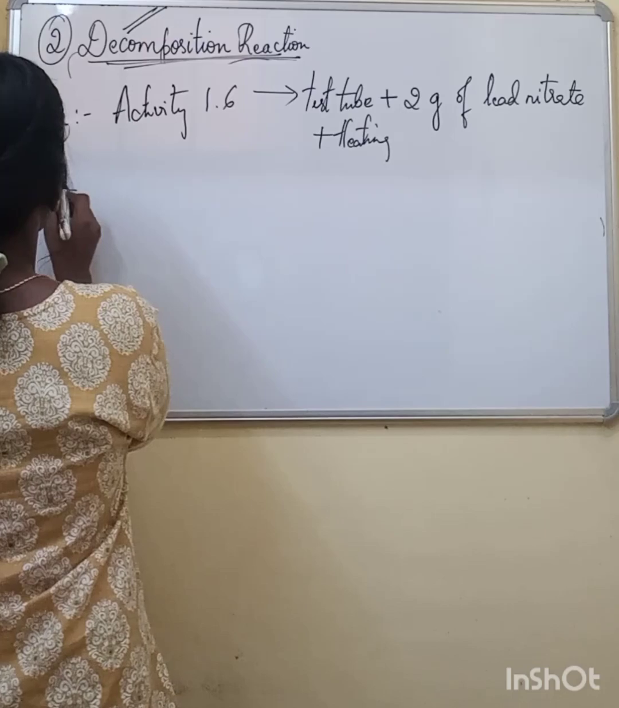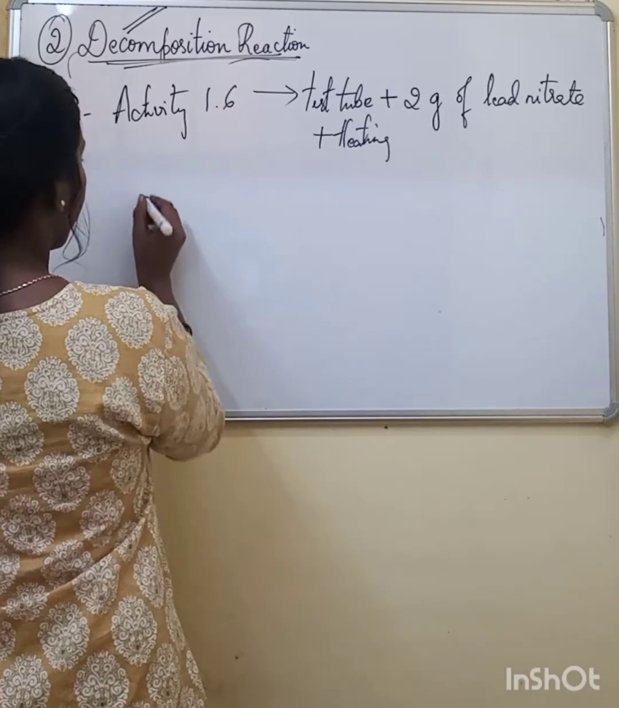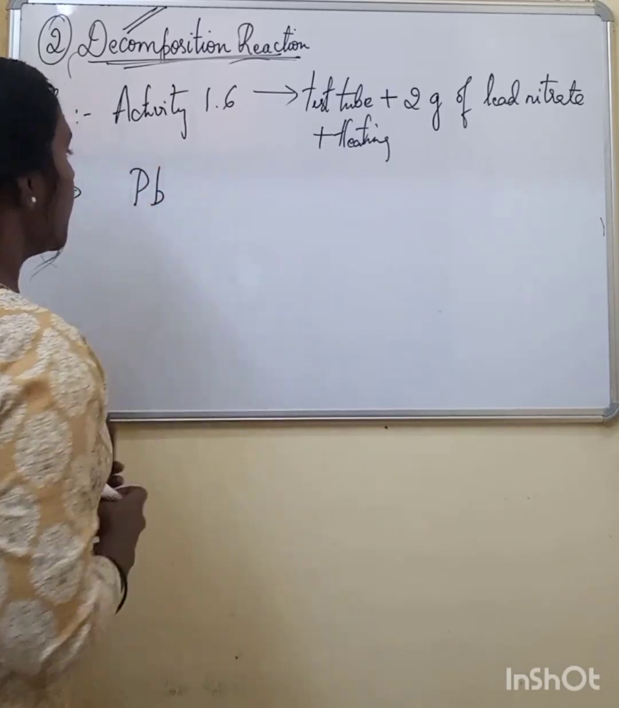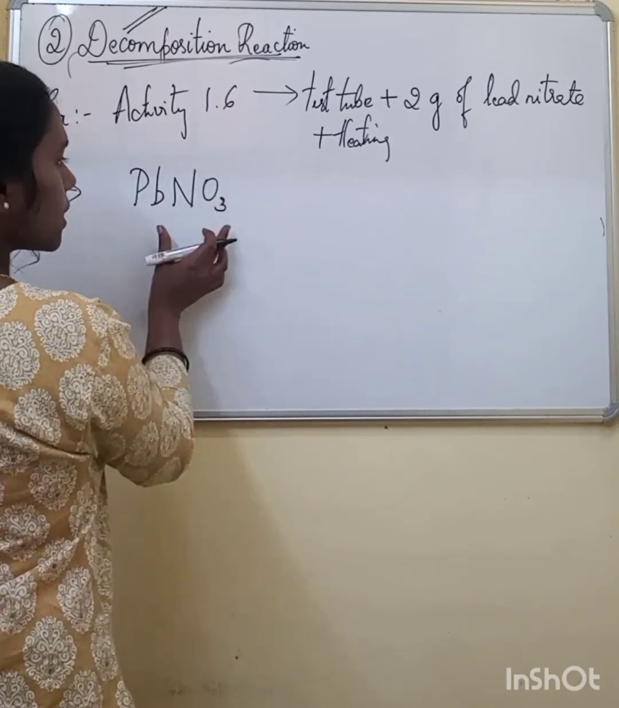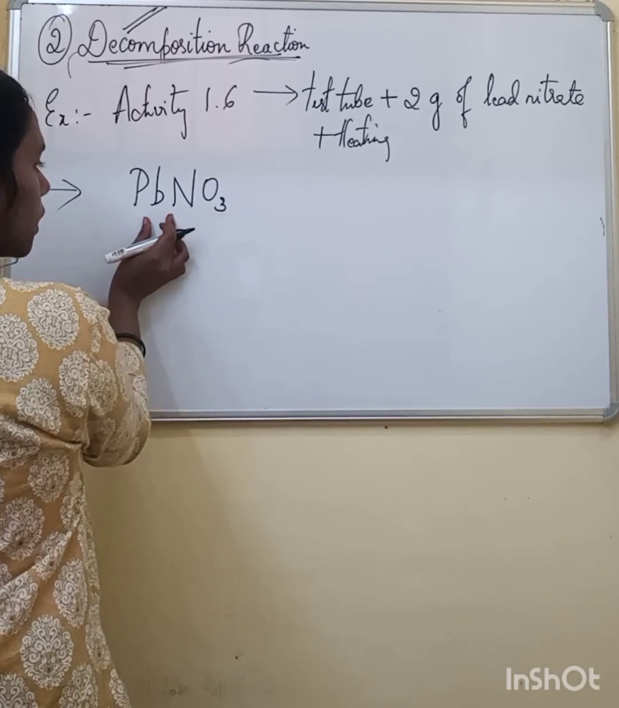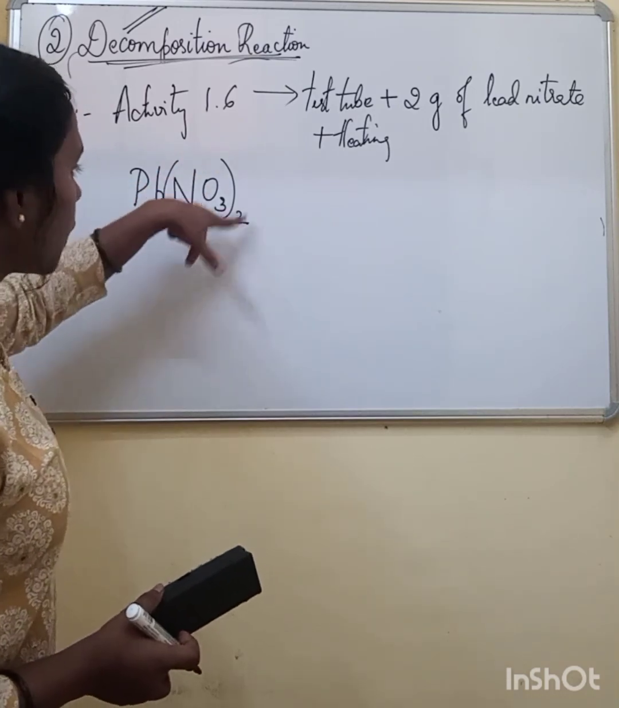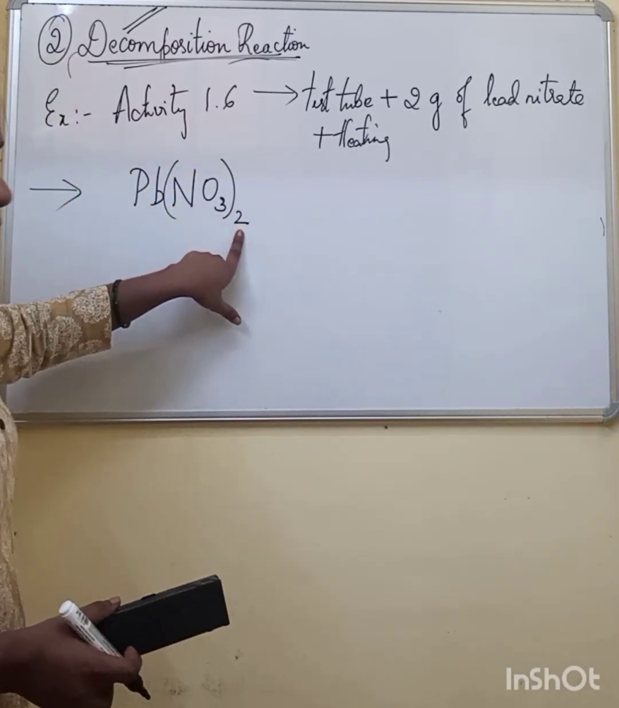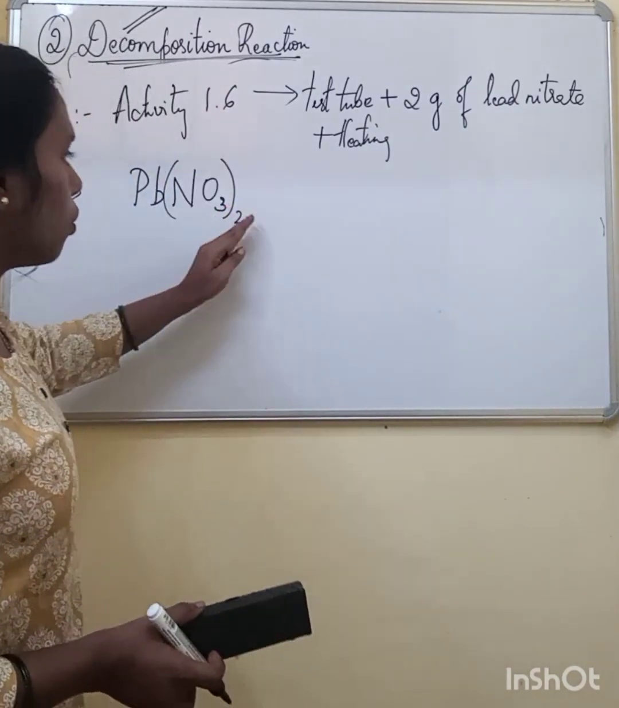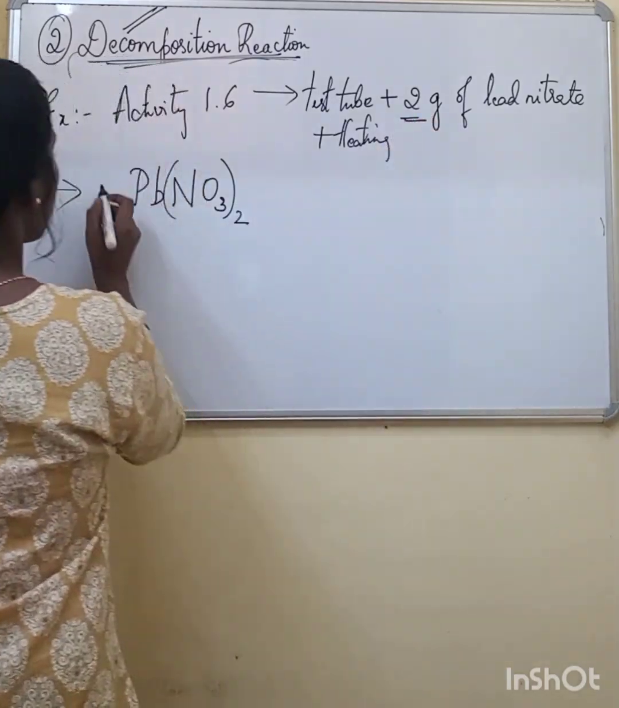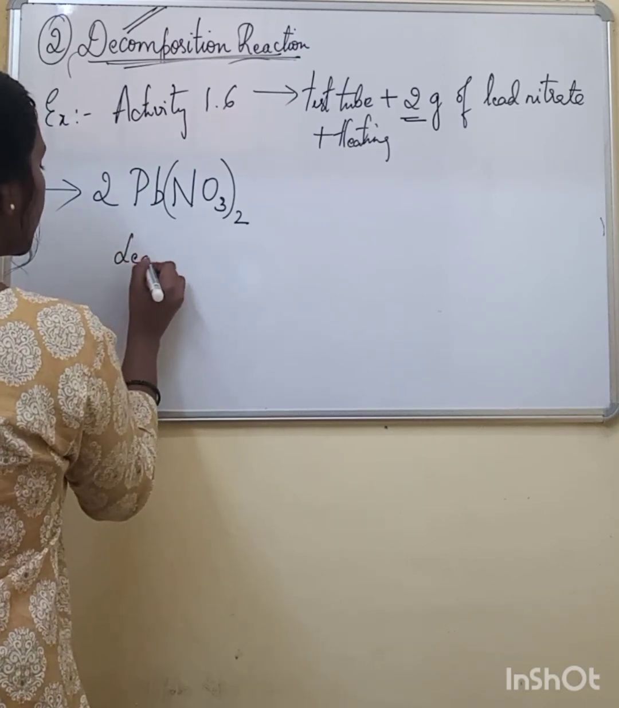So let us put this in a chemical way. They are saying lead nitrate. Lead is Pb. Nitrate is NO3. But since it is combining with lead, it will be Pb(NO3) twice. Only for NO3 you put the brackets and write twice. So lead nitrate is written as Pb(NO3)2. Since you are taking 2 grams, we write here 2 moles. So 2 moles of Pb(NO3)2, that is lead nitrate, we are taking in a test tube.